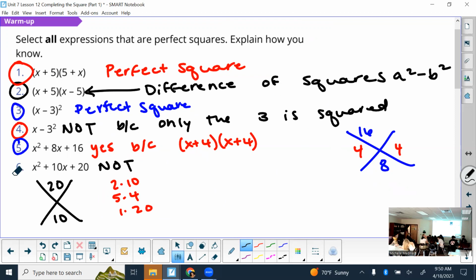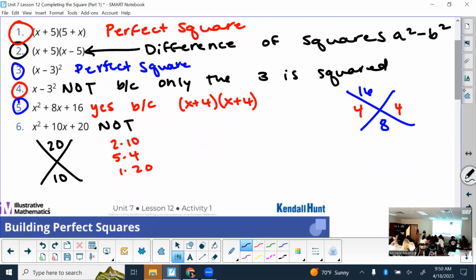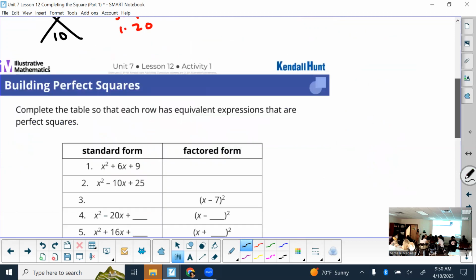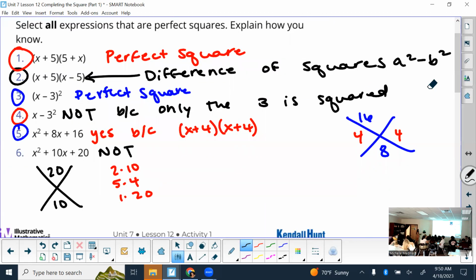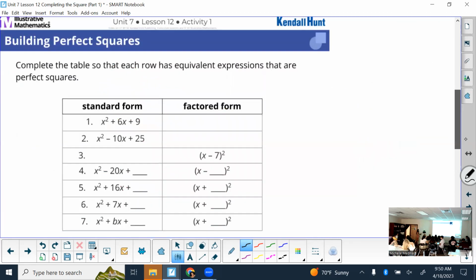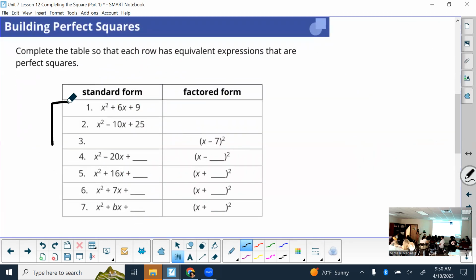Okay, great. So recognizing perfect squares, that is on your test, so we'll get that one for her on the test. Now, let's do this next activity. Some of it is review, so I think 1 through 3 is good practice for the test, and hopefully you're remembering what we're learning so far.